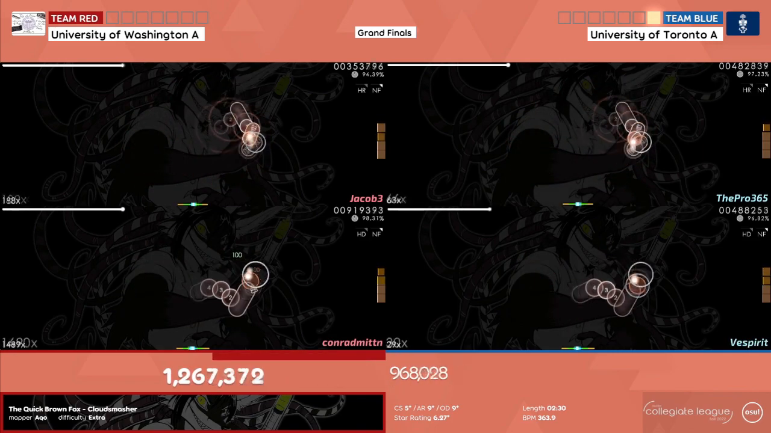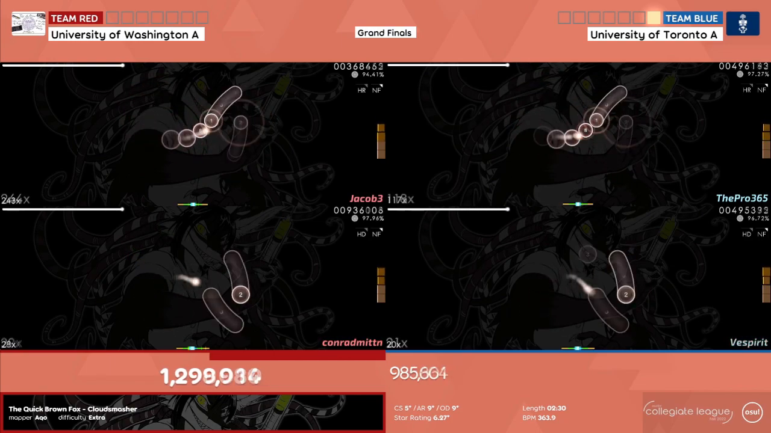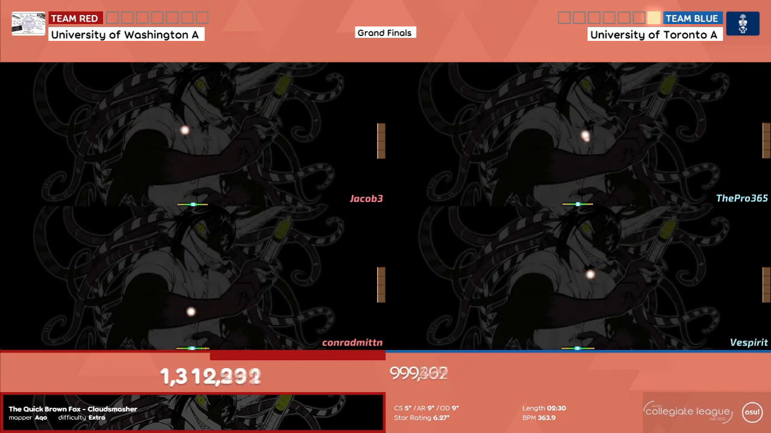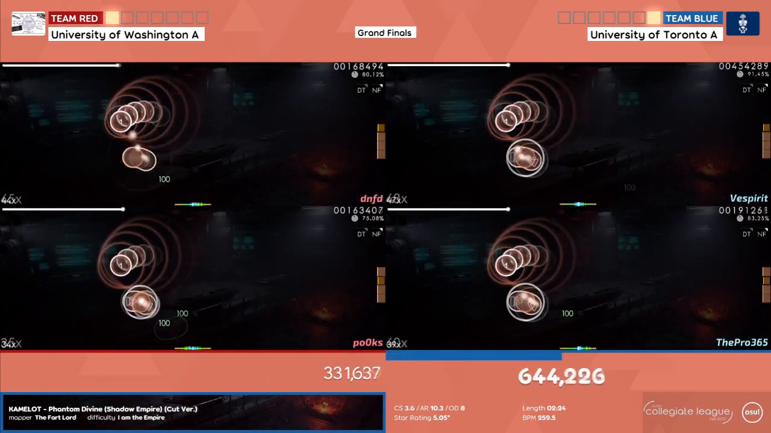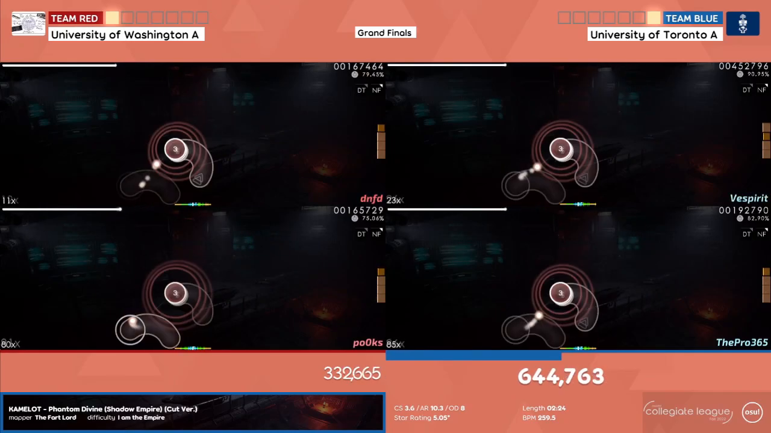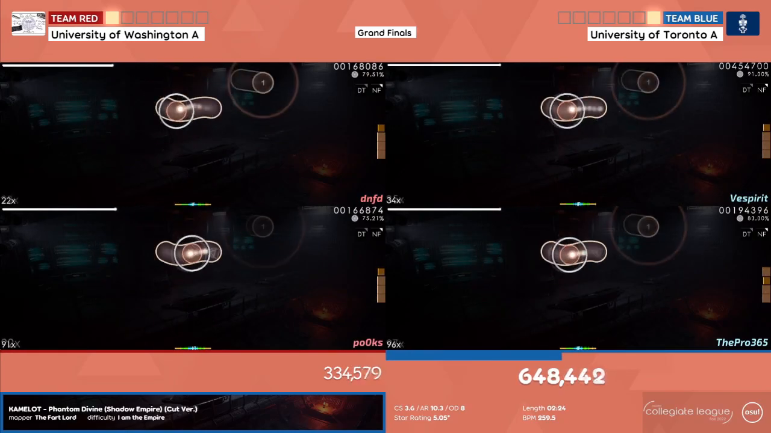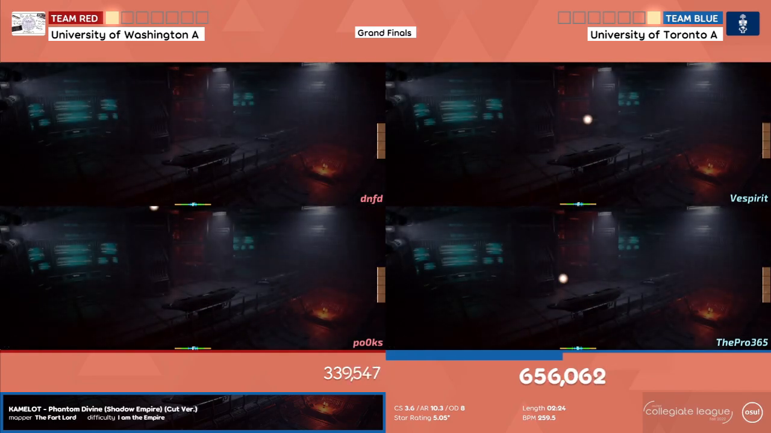Washington's Conrad will be the one to bring this point to Washington's side. Conrad missing at the end there. That's fine. It doesn't matter. They win this map by about 300,000 points, and that's gonna bring it to 1-1. It might as well just be death streams because it's just super, like it's 260 bursts almost, even though like death streams at this point.